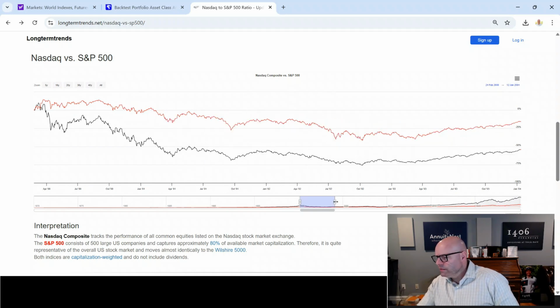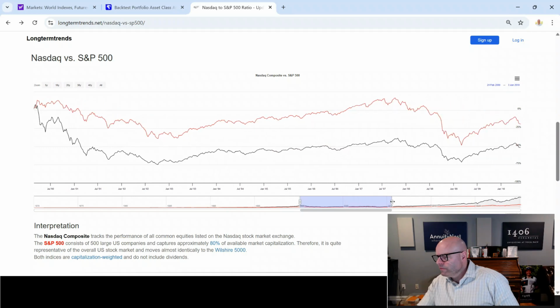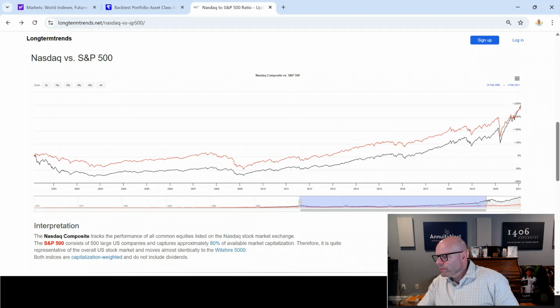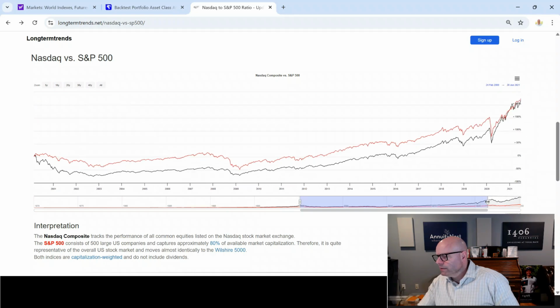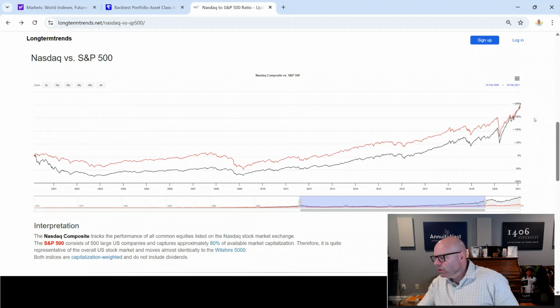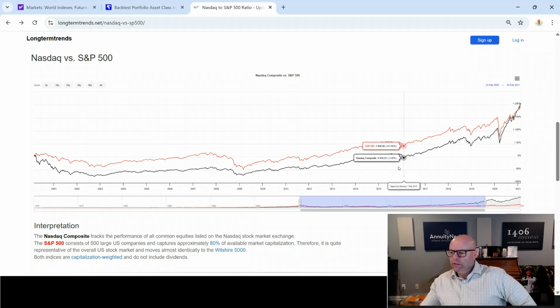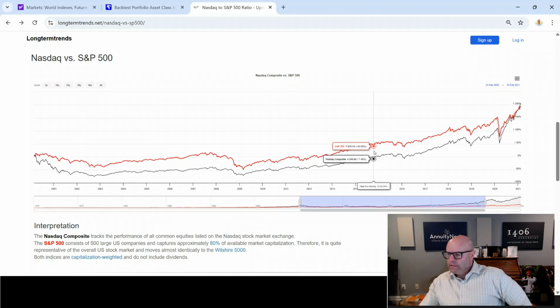And the S&P maintains its lead from March of 2000 until that black line comes back across. I mean, it's not precise, let's call it here. And that line is at 2021. Wow, it took 20 years from the peak of the NASDAQ to get back to where it had produced better results than the S&P.